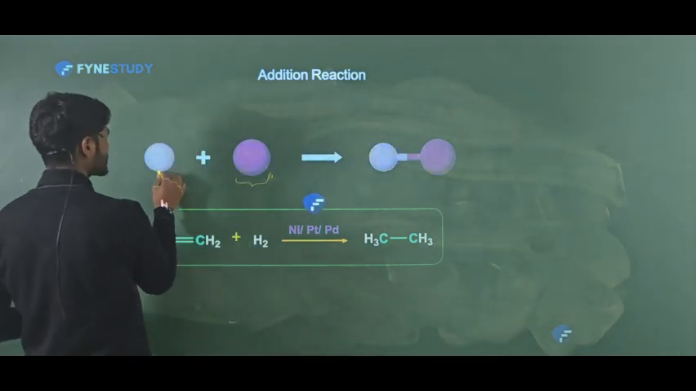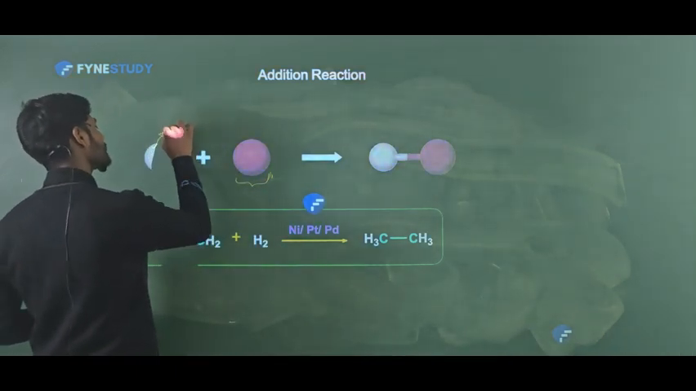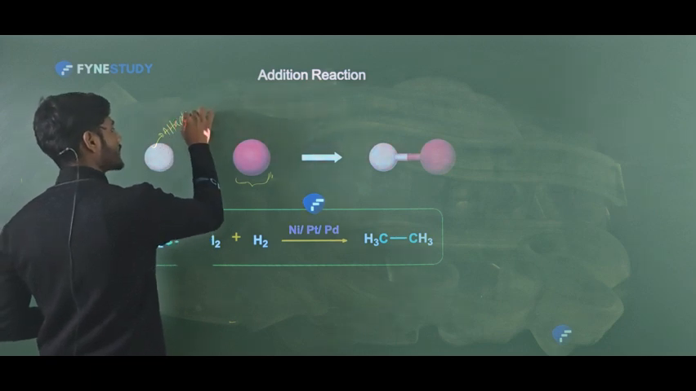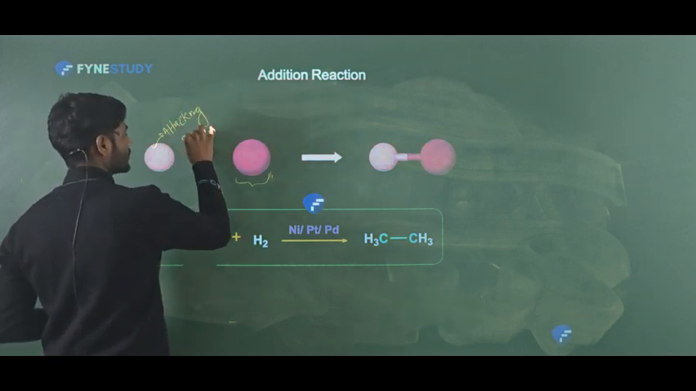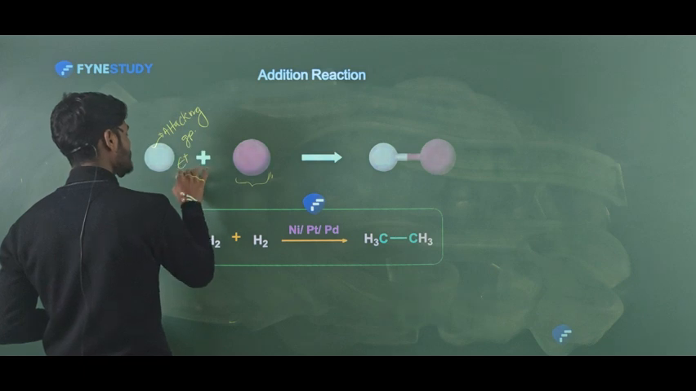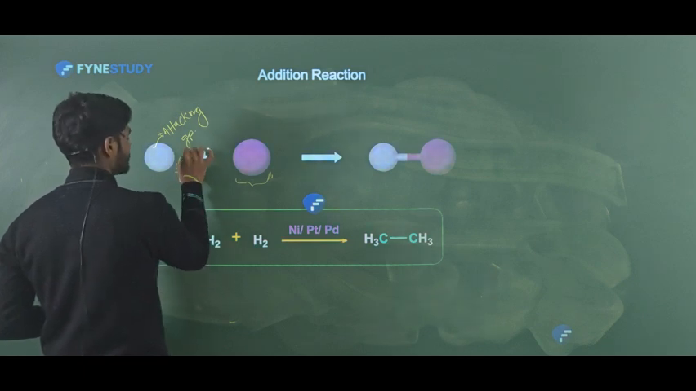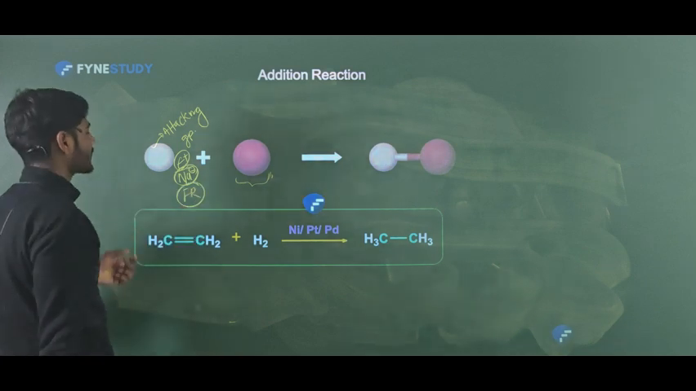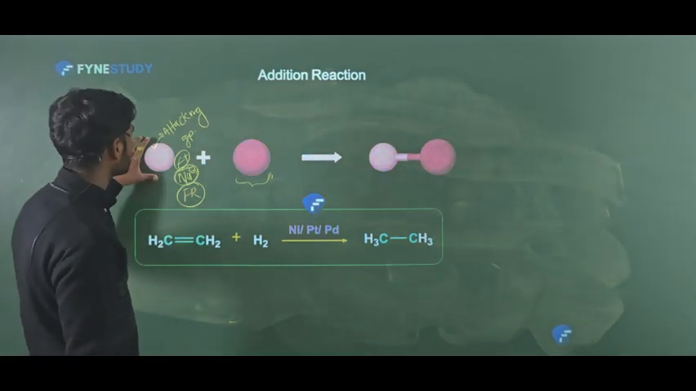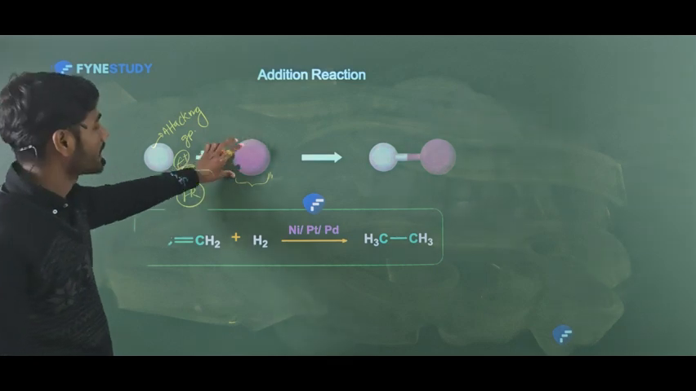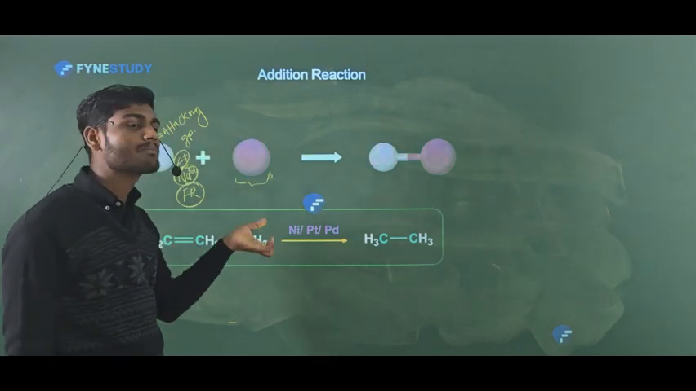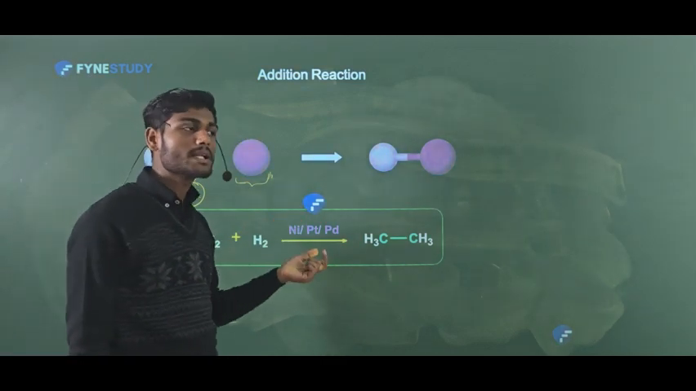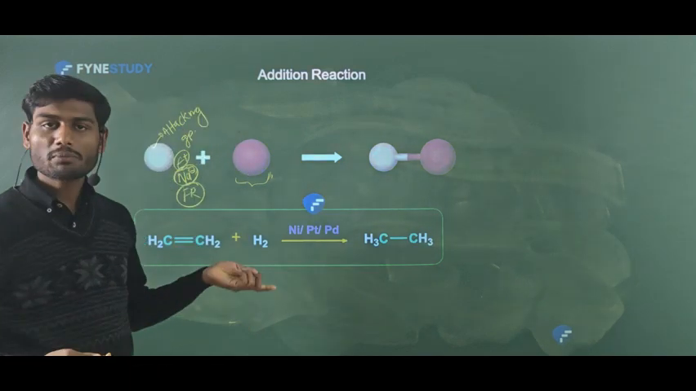Let's say this one is the attacking group. It can be E plus, meaning an electrophile, a nucleophile, or a free radical. It can be anyone. So this one will approach the compound, and inside the compound there might be a multiple bond. Multiple bond means either a double bond or a triple bond.